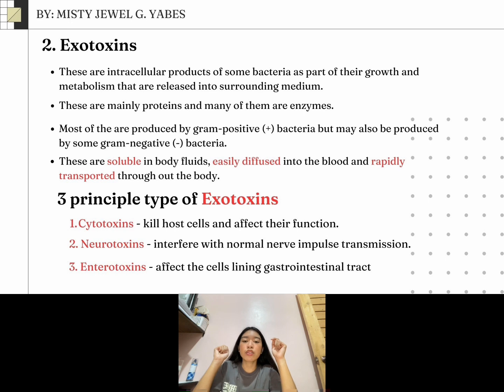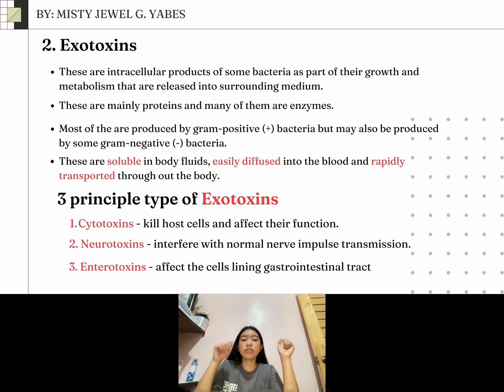So, itong ating exotoxins ay naproproduce mostly ng ating mga gram-positive bacteria, but it may also be produced by some of our gram-negative bacteria. So, meron tayong tatlong characteristics ng exotoxins. Ang tatlong characteristics ng ating exotoxins ay soluble sila sa ating body fluids, easily diffuse sila sa ating blood, and last characteristic niya is easily or rapidly transported siya throughout our body.